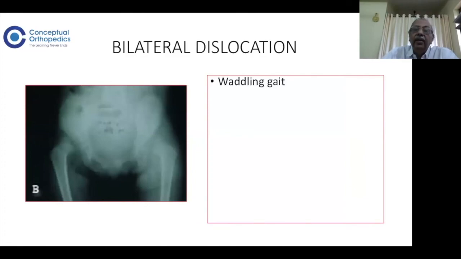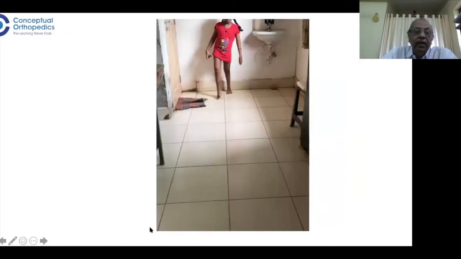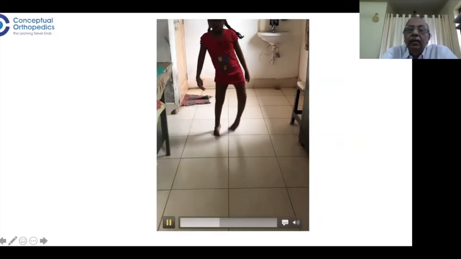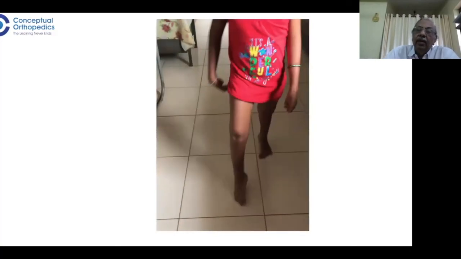In bilateral dislocation, there may be waddling gait, hyperlordosis, the Trendelenburg test will be positive, wide perineum, and exaggerated rotation. See, this is the waddling gait, a typical waddling gait. You can see the child walking. It's a case of arthrogryposis with bilateral hip problems.